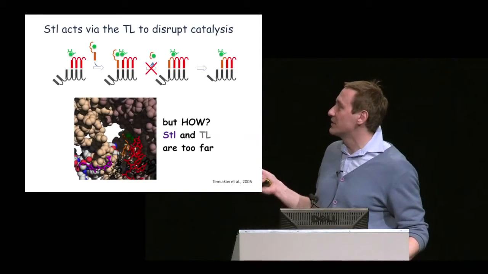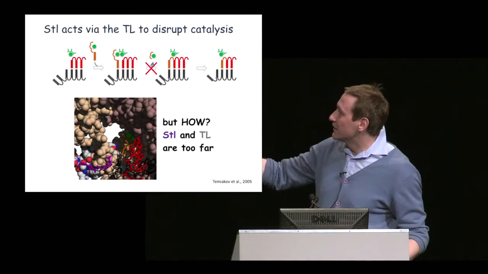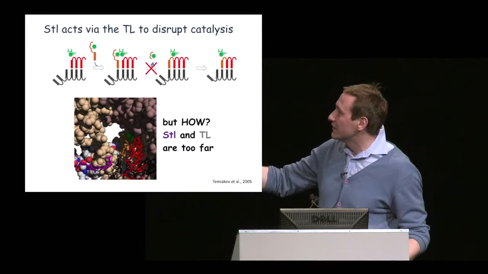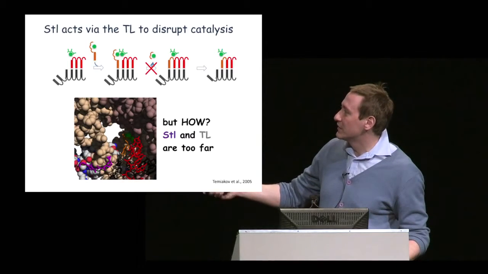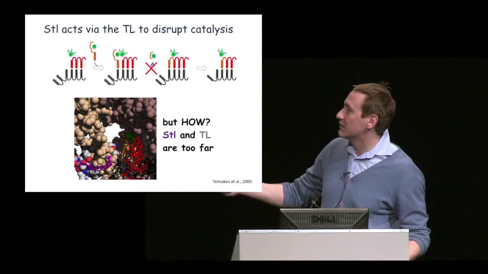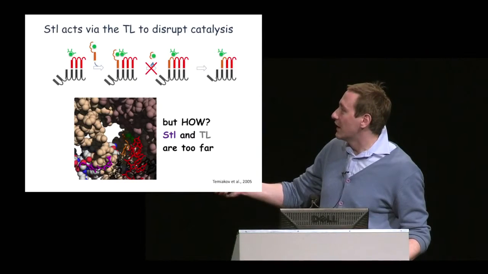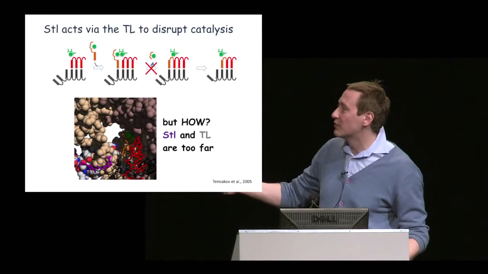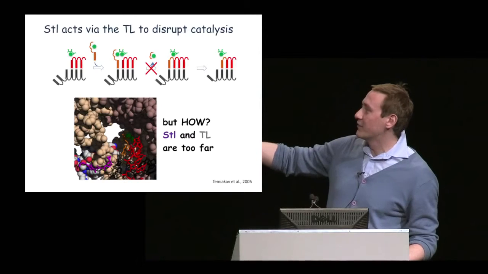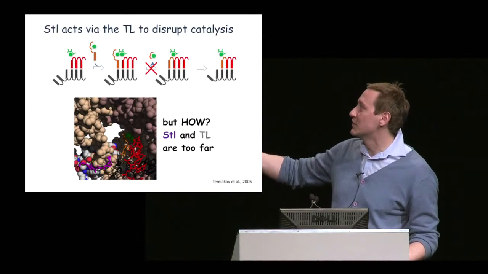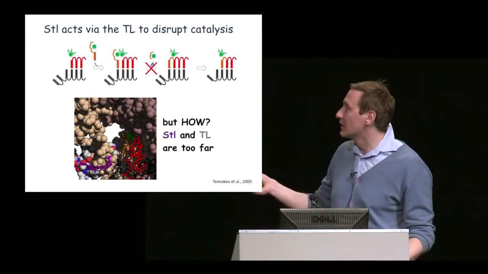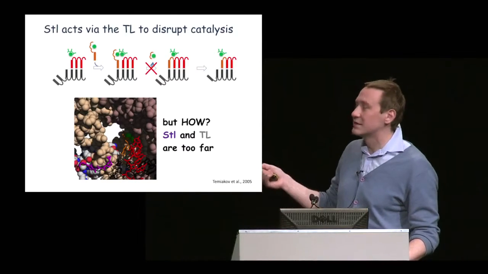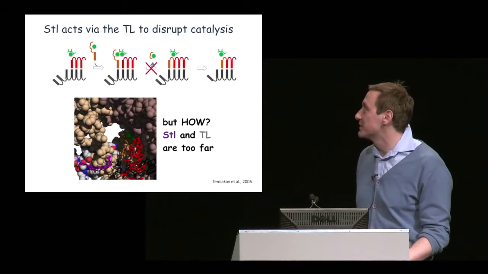So this is just the space-filling model of the active center. These are 2 magnesium ions over here, the incoming nucleotide, this is RNA. And the trigger loop, this flexible domain that we chopped off, is this gray blob over there. And this is the streptolydigin molecule bound to it. So both of them are very, very far away from the catalytic magnesium. So it was unclear how possibly these entities affect the catalysis by RNA polymerase.